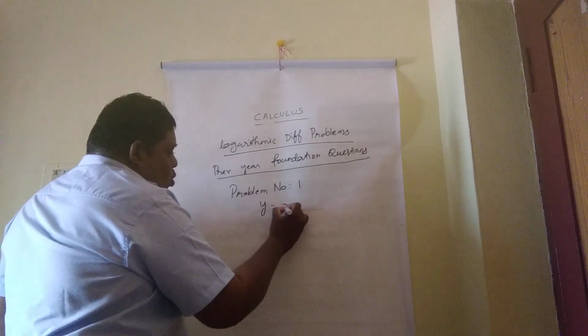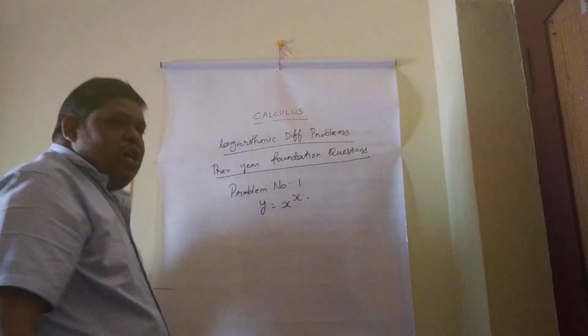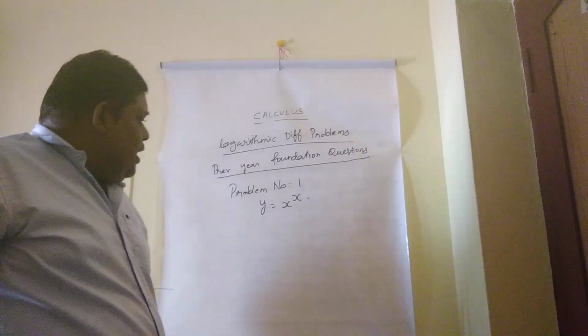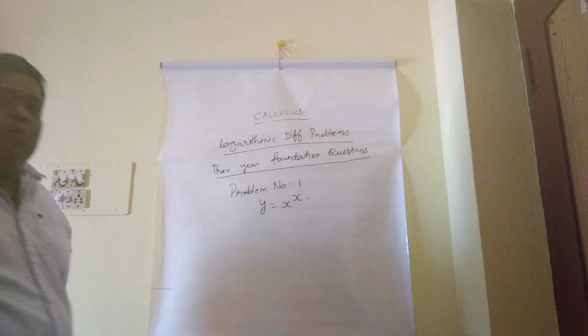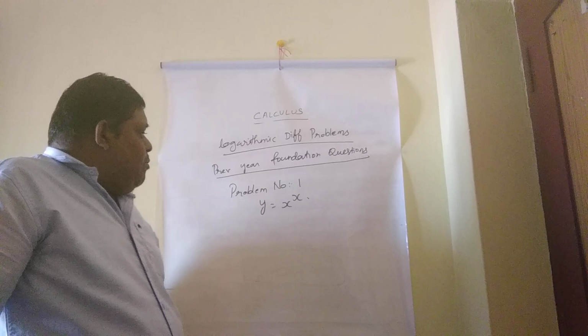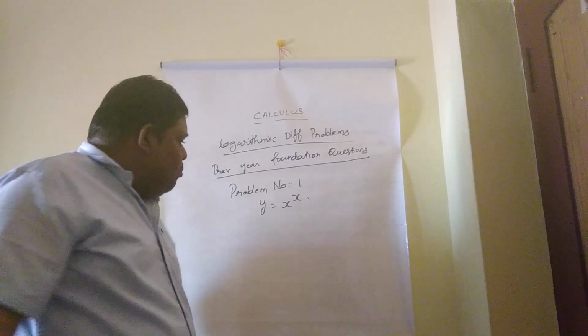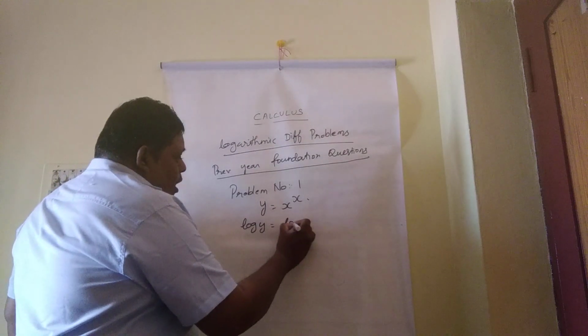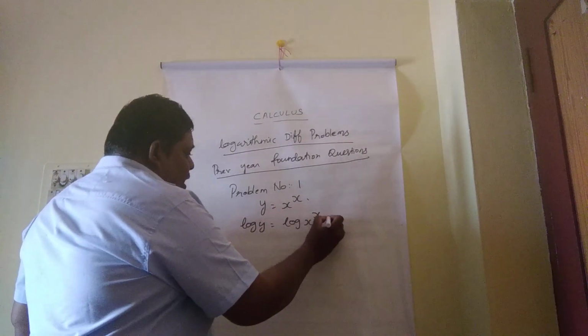y is equal to x to the power x. Now take log on both sides. First step, we take log on both sides. So log y is equal to log x to the power x.